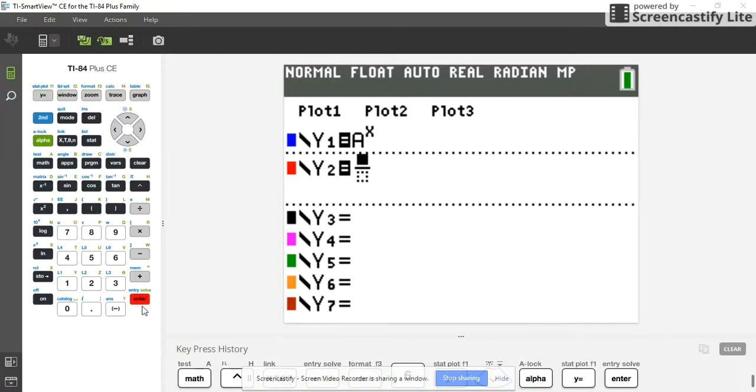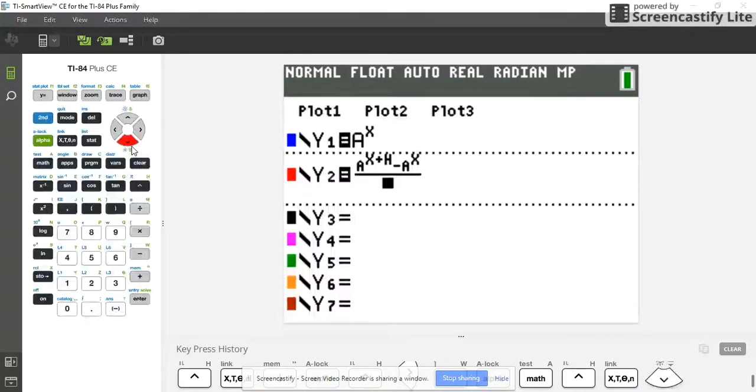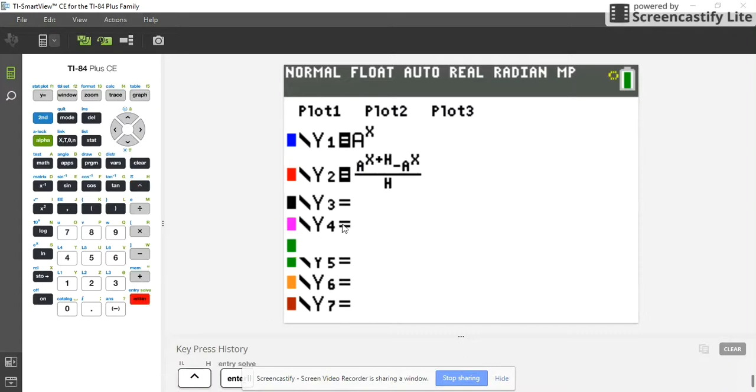In the fraction, I'm going to have as the numerator a to the x plus h. So alpha a, and I'm going to raise it up to the x plus h power. In other words, I'm creating my limit of the difference quotient, my derivative. Right, we get out of the exponent, minus a to the x, so I do minus, alpha a up to the x power. Then I'm going to go down to the denominator. I just want h, so alpha h. After I hit enter, this expression is the derivative of a to the x.